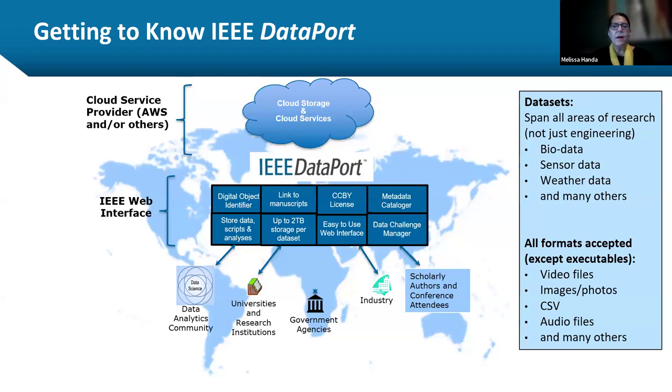But in the middle layer, you see IEEE DataPort being the web interface between this community of users and where we store the data, which is currently in the AWS cloud. With every data set that is uploaded, there is a free DOI, or digital object identifier, provided. If you have a research article, you can link your data set to that research article. And we have over 1,700 articles in Explore already that are linked to a data set in DataPort. The CCBY license I indicated enables you to use the data in part or in full. There's the search capability, the ability to put up supplemental information. Being able to store up to 2 terabytes per data set is a differentiator for DataPort.